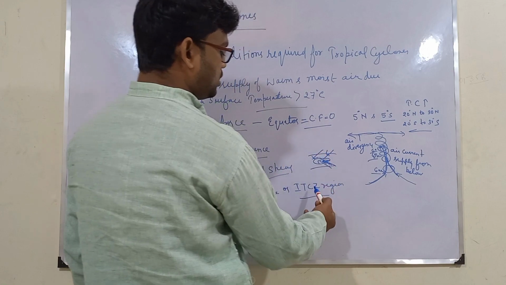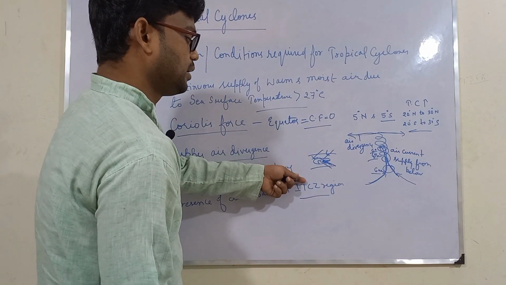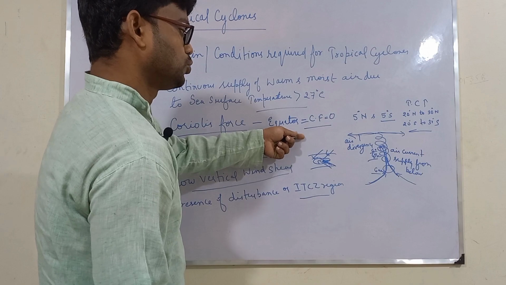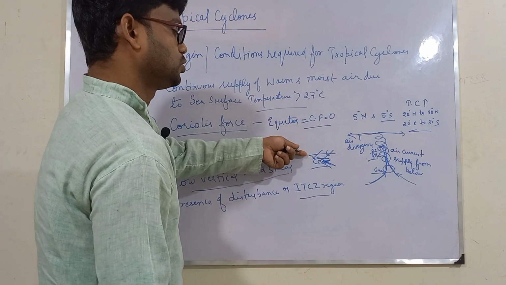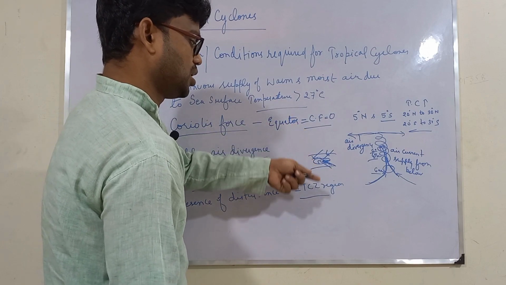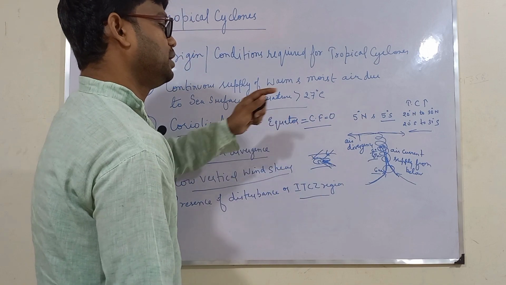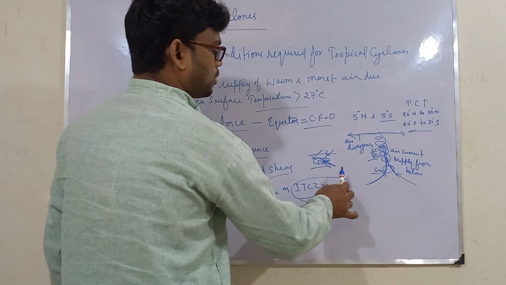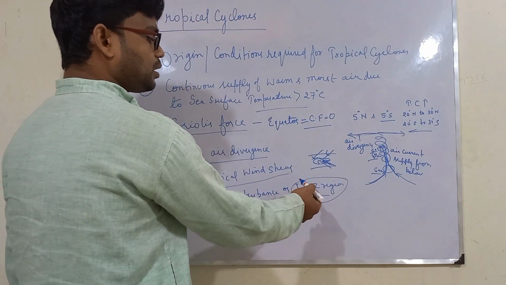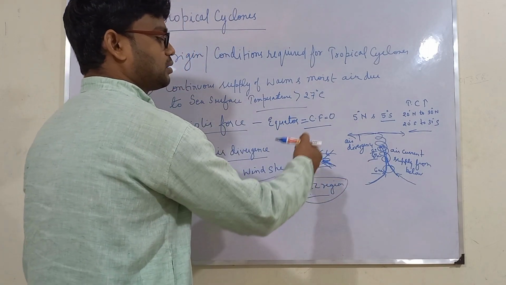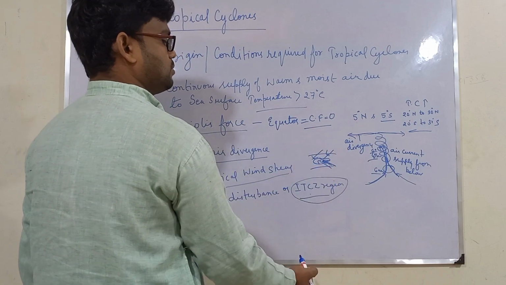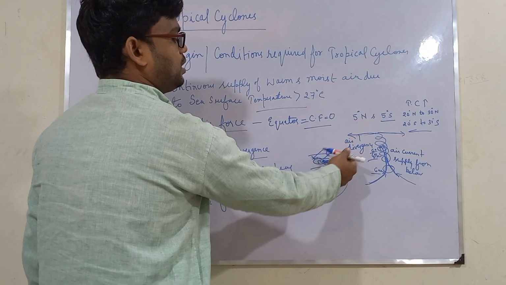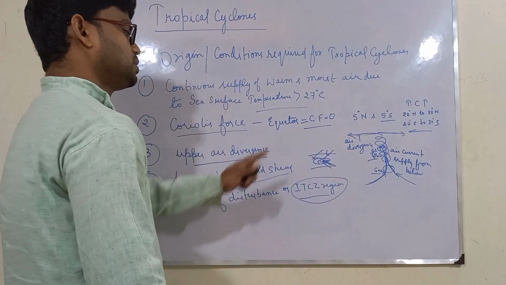So this ITCZ region, we have already studied, used to shift due to the apparent movement of the sun. It used to shift northward also, southwards also, with the apparent movement of the sun. So in this ITCZ region, wherever it will be located at a particular time, this region sees the formation of maximum cyclones because of presence of disturbance, means convergence of air mass into the low pressure region.